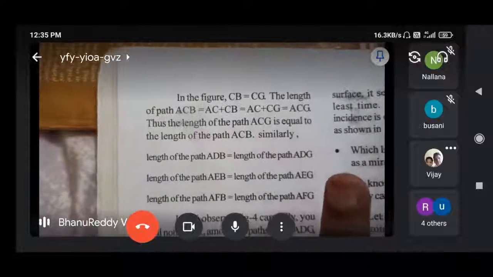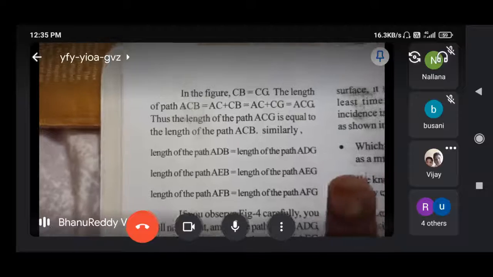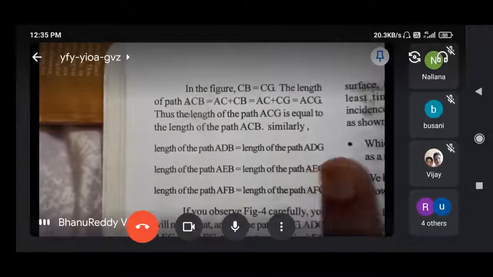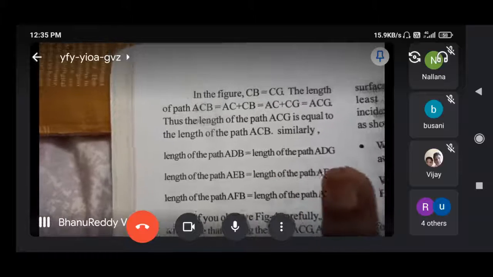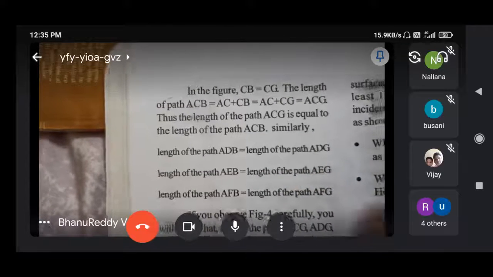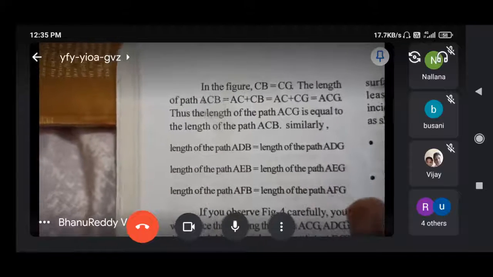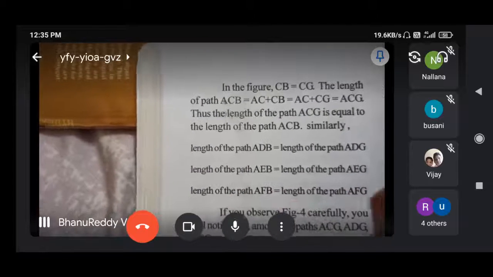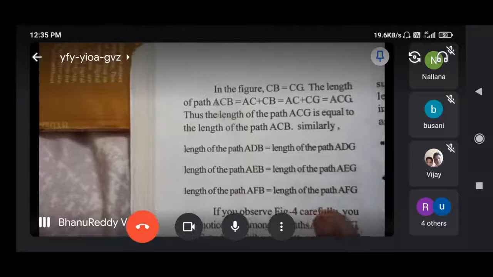If you are facing a problem, you can watch the video. Okay, na? Don't be confused. You can watch later. Nothing will happen. I will keep this video in the WhatsApp group. Don't worry. Thus the length of the path ACG is equal to the length of the path ACB.